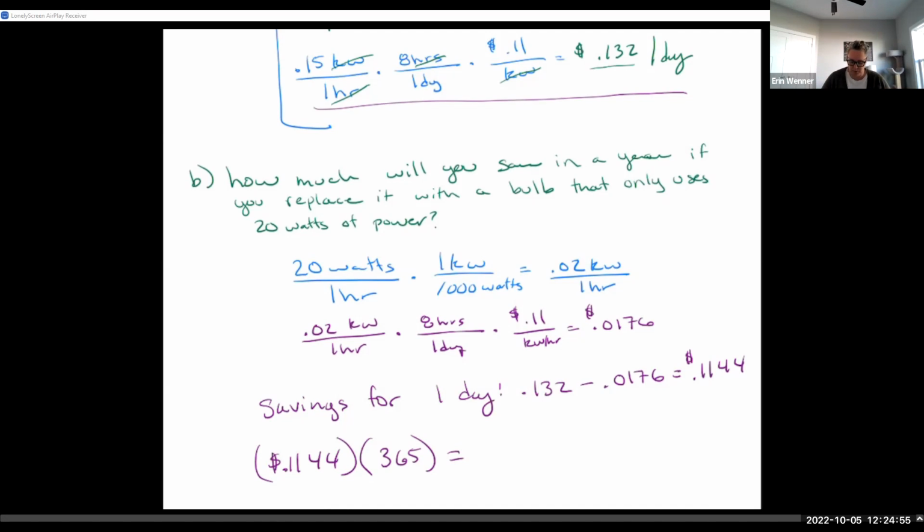So taking that 0.1144 times 365 gives us $41.756, and they're going to want you to round to the nearest cent, which is 2 decimal places. So approximately $41.76 in savings.